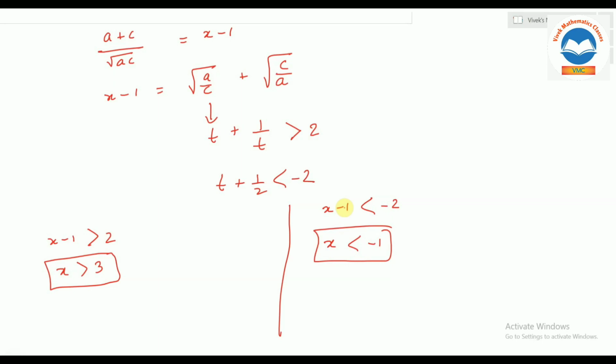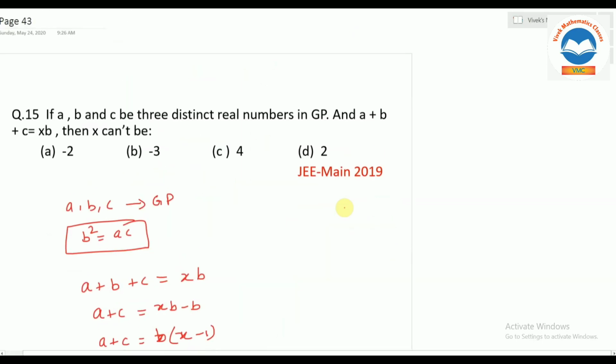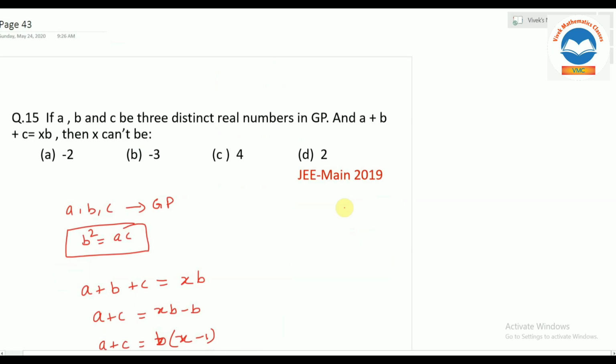We will check the answer. They are asking what x cannot be. First option they have given minus 2. Yes, it is correct because it is less than minus 1. Minus 3 is also less than minus 1. And 4 is greater than 3. Yes, this is also correct. What about this? This is wrong. Means your answer will be D part.